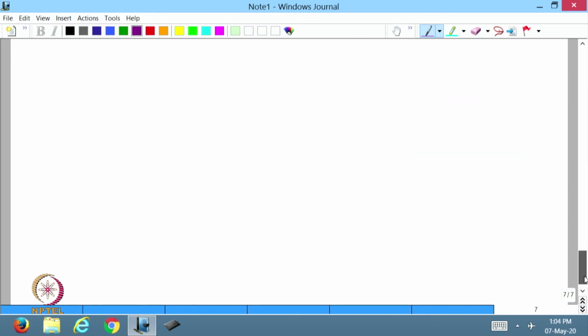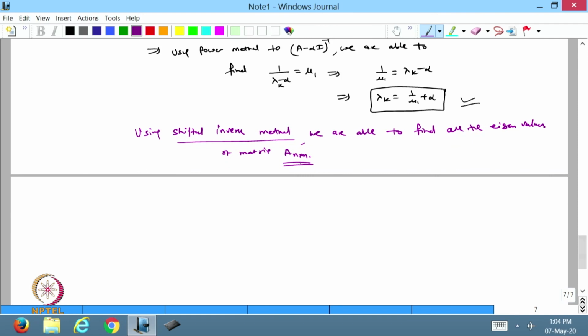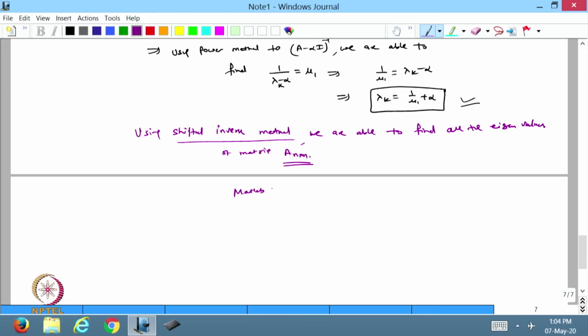So, we will see how we can use these methods to find the eigenvalues, and in the next lecture or maybe after that we will write the MATLAB code, and then we will see how, using the MATLAB code, we are able to find the eigenvalues of any n cross n matrix.